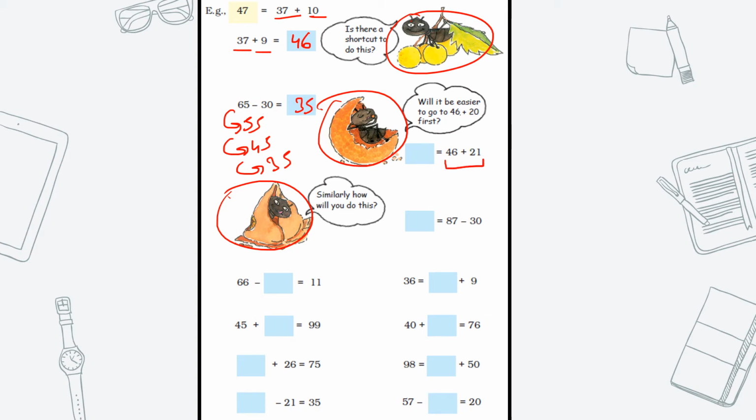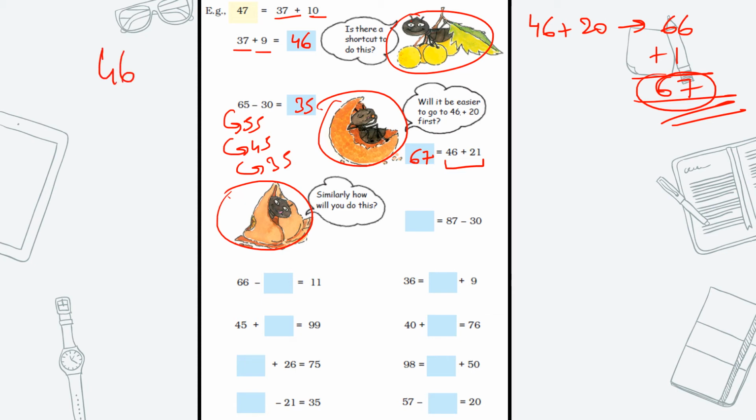46 plus 21. Add 20 to 46 first. We have 56, 66, right? Add 1 more to it. We have 67 as our answer. Now you're able to see how fast the addition gets, right? Instead of doing the whole proper method of this, we simply have this, right? Okay, 87 minus 30. 87 minus 10 is 77, minus 10, 67, minus 10, 57. So we have 57 as our answer.